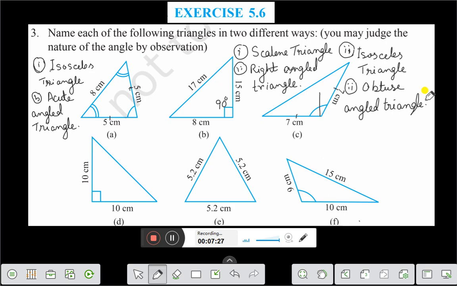Now question number D. Here you see that this is 10 centimeter and this is also 10 centimeter. Therefore, both the sides are the same. So according to naming of triangles according to side, it is known as isosceles triangle.